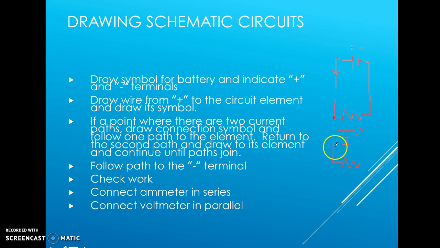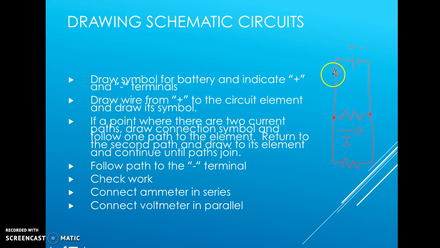So when we do this, we draw a path to the second resistor. They go through this one and connect back to the original circuit. So we would have a connection point at both of these. Let's check our work to make sure that there are no dead ends, that electrons always have a place to flow through.